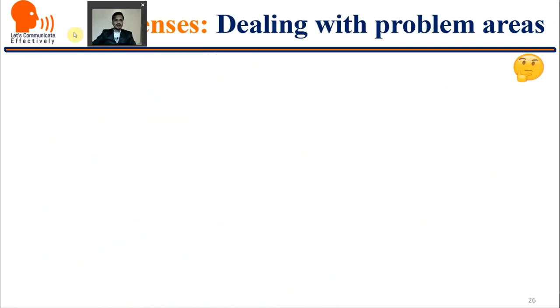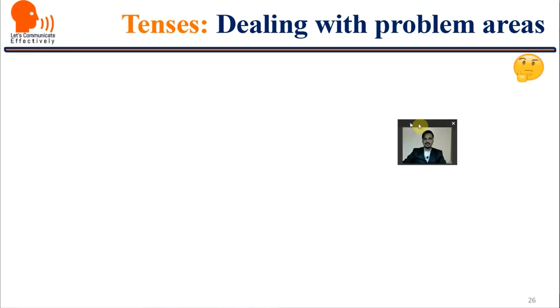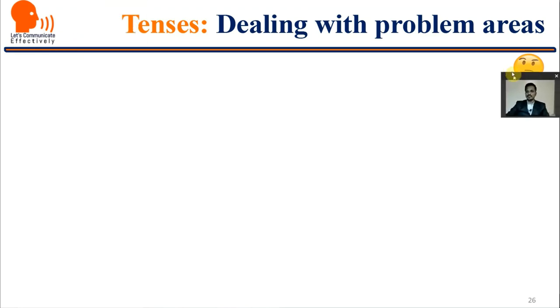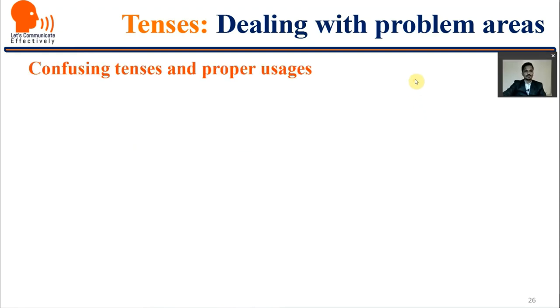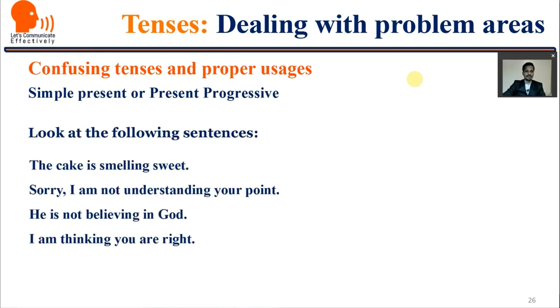All right, let us move ahead now and see dealing with the problem areas while using tenses, confusing tenses and their proper usages. Simple present or present progressive, which tense is to be used? Simple present is used to talk about habitual things, to tell about present tasks, and present progressive is for the action which is going on. So when to use which? Look at the following sentences now.